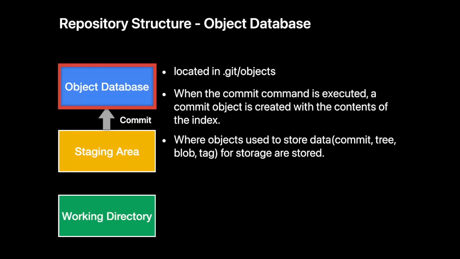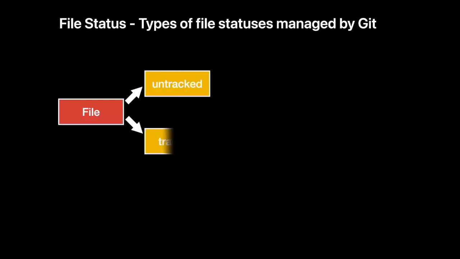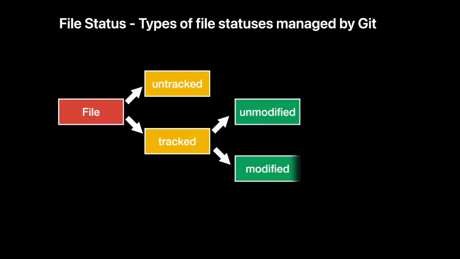So far, we've looked at the structure of a Git repository. Now, let's learn how Git manages files. Git manages files within the working directory, but it doesn't manage all of them. Files that Git manages are in the tracked state, while files it doesn't manage are in the untracked state. Tracked files can be in either the unmodified or modified state, depending on whether they've been changed.